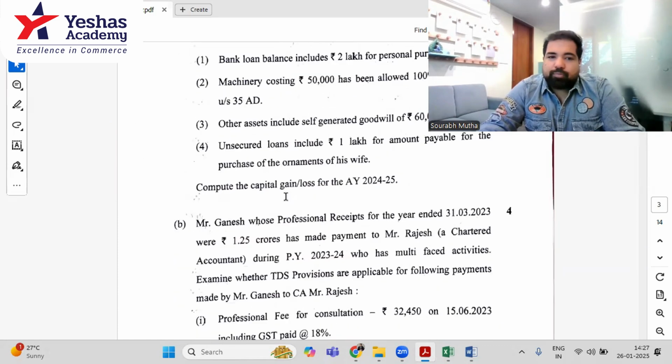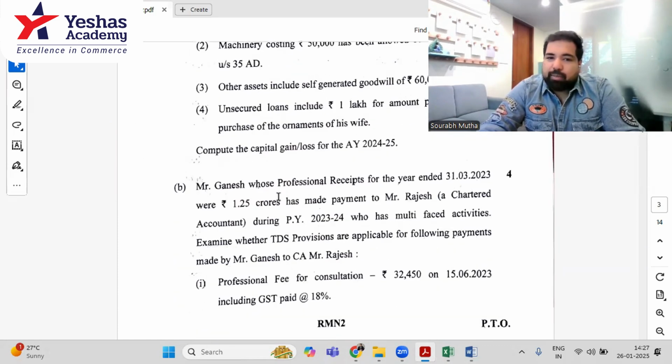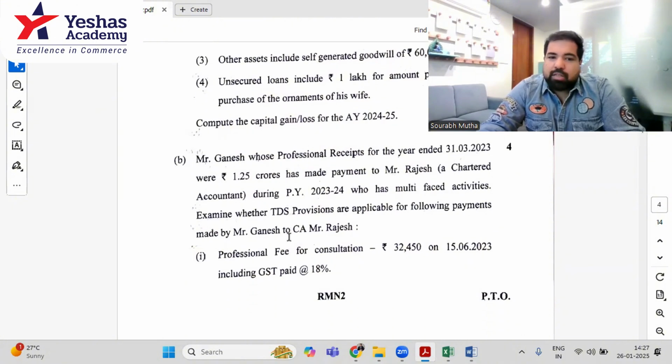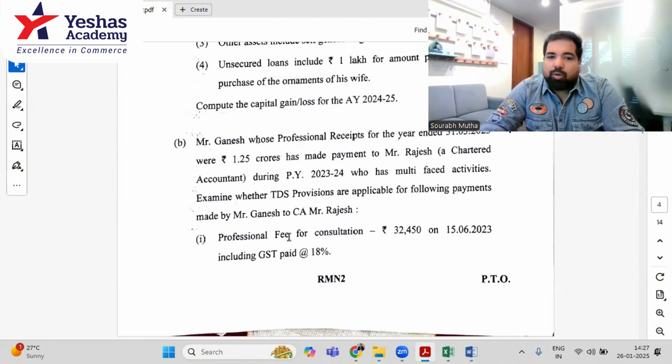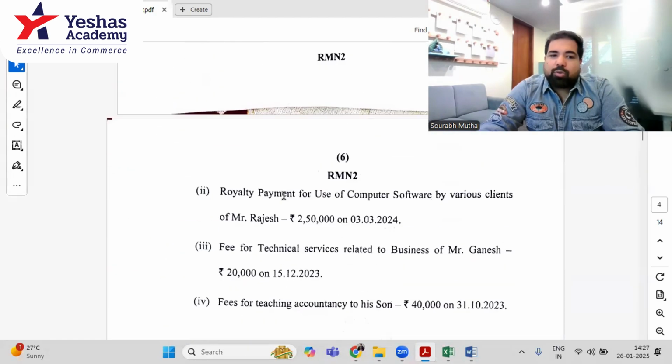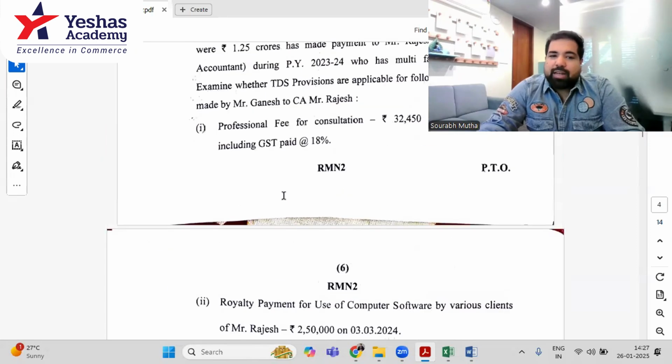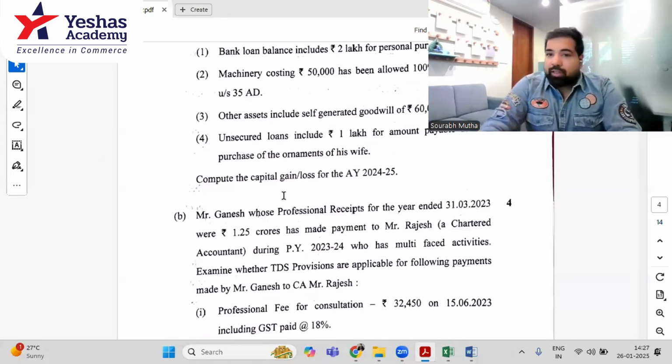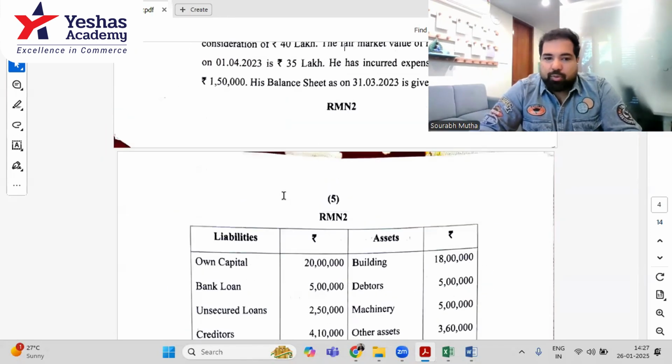Next, this is 2A. 2B is basically some guy who's getting some professional receipts, some consultation, and we have to talk about the TDS aspect. So question number 2 is something I'm definitely looking forward to. 2A done, 2B done, and 2, that is 2. Now that I know that this is something I know, I will in the exam start doing the sum.